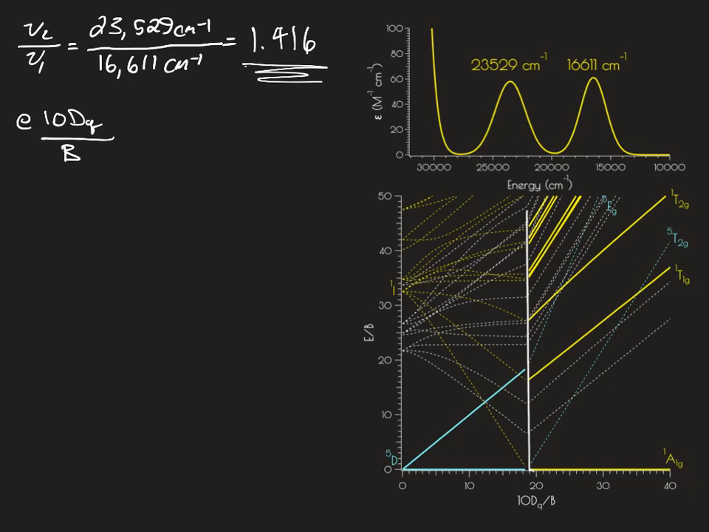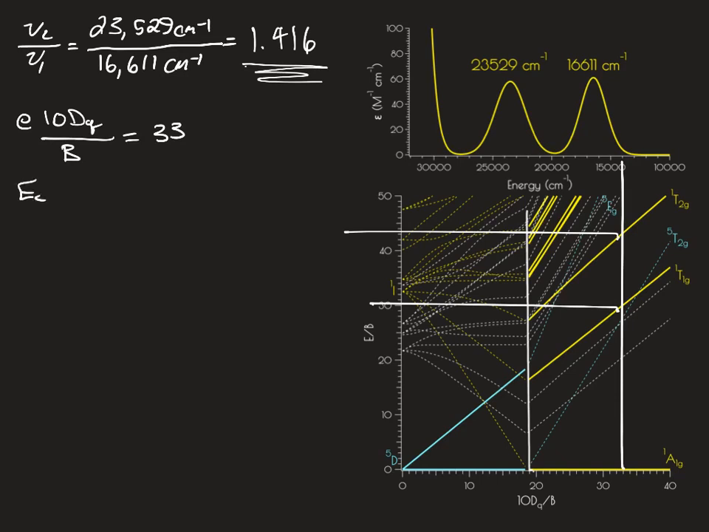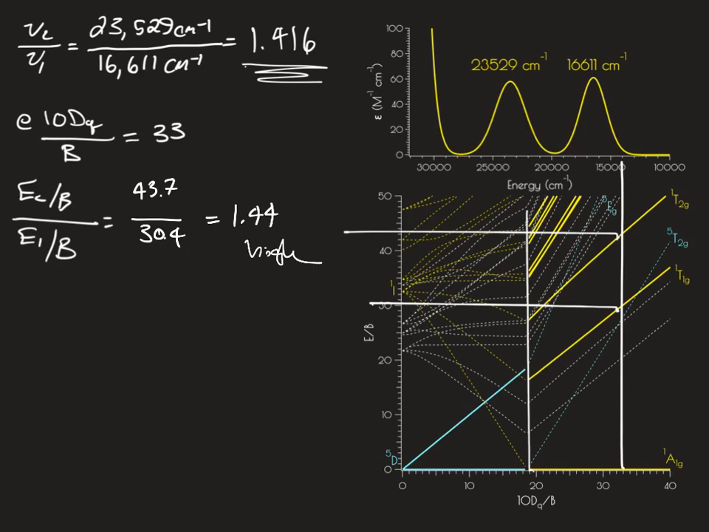At a 10Dq over B equal to 33, we can go through and do that vertical excitation, drawing that straight line up and then working across and extracting our E2 over B and dividing that by the E1 over B. So when we do this, this equals 43.7 over 30.4, which equals 1.44, which is a bit on the high end.